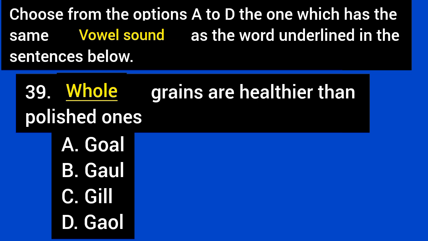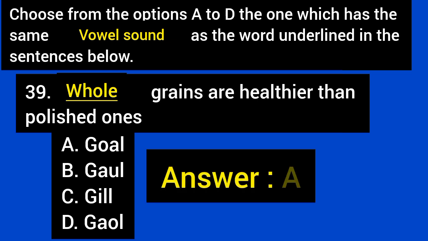All right. So let's come to our answers, and then let's see if we can find our sounds here. So A, we have goal. Okay, goal. So whole and goal. O and O. So do we have the same vowel sound? Whole, goal, O. Okay. All right. Let's come to the B.